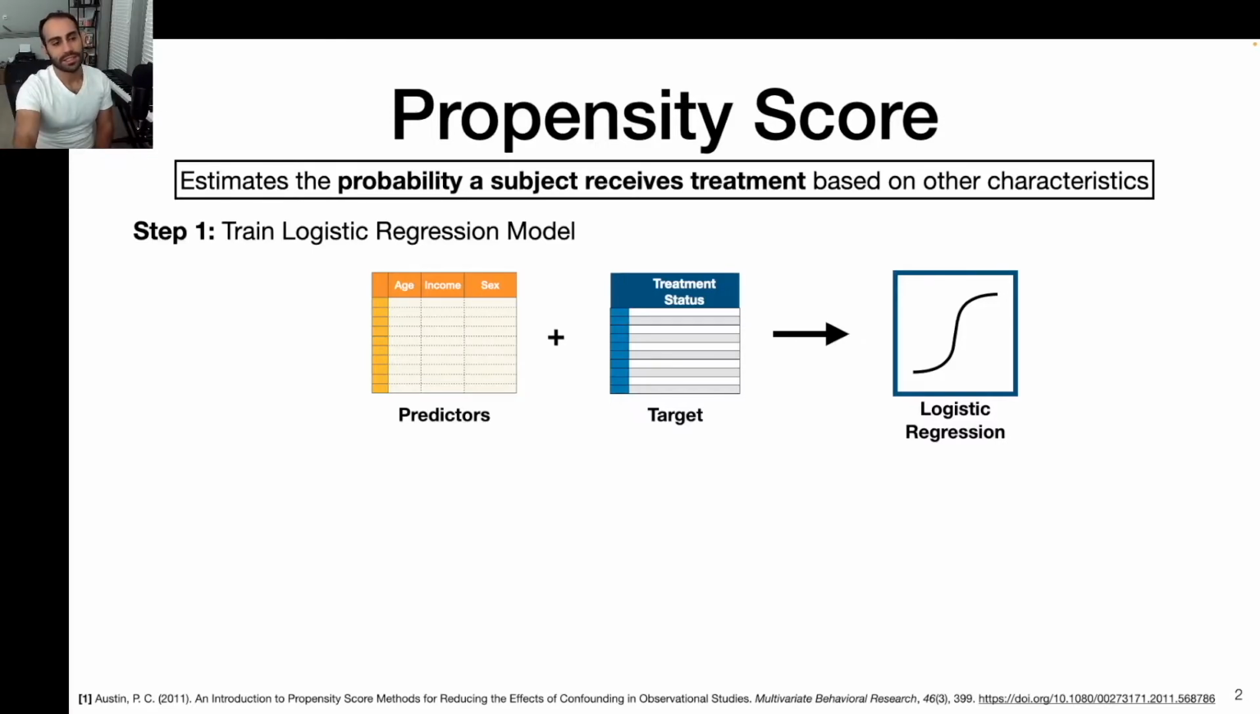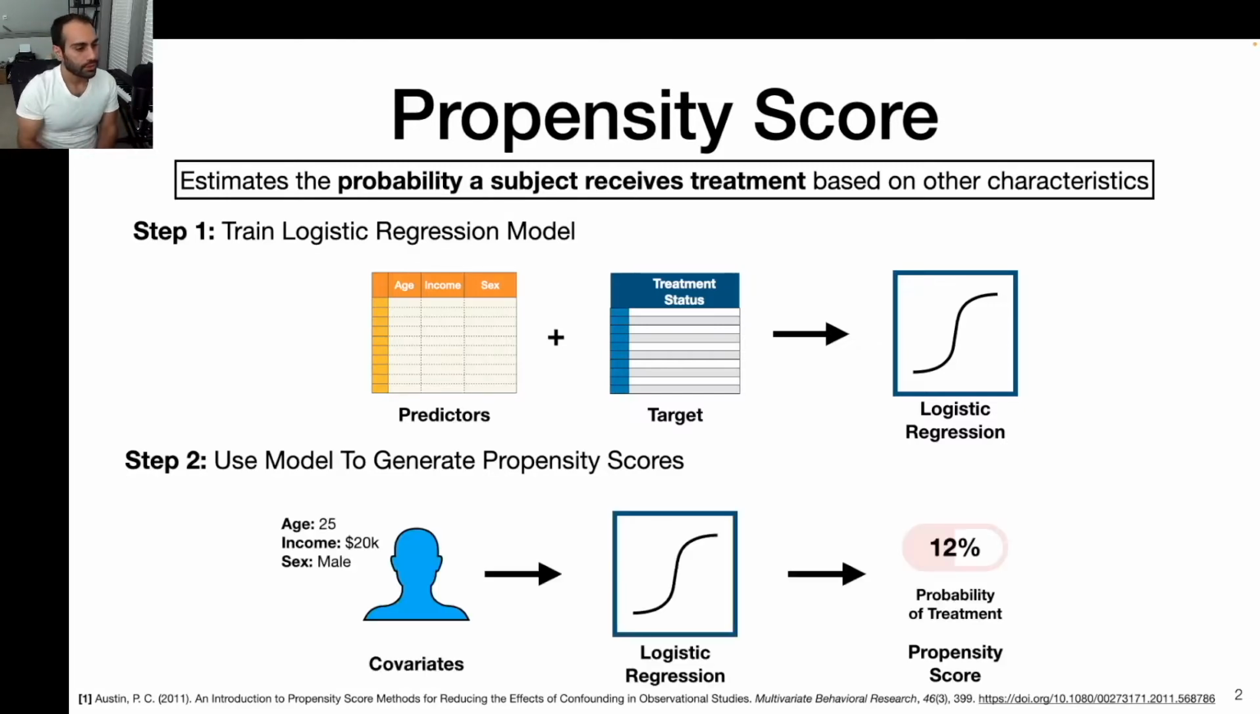Once we get the logistic regression model, the next step is to use it to generate the propensity score. What this might look like is we take a subject with a set of covariates. Here we have age, income, and sex.